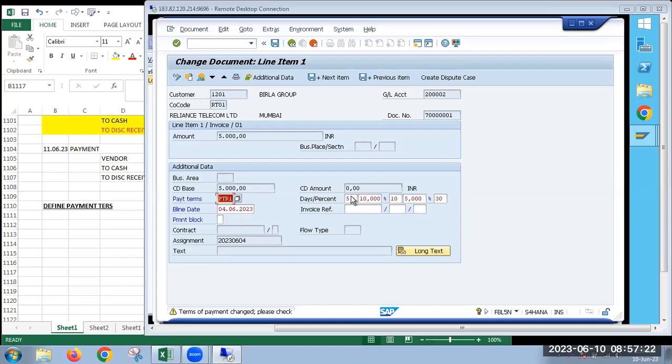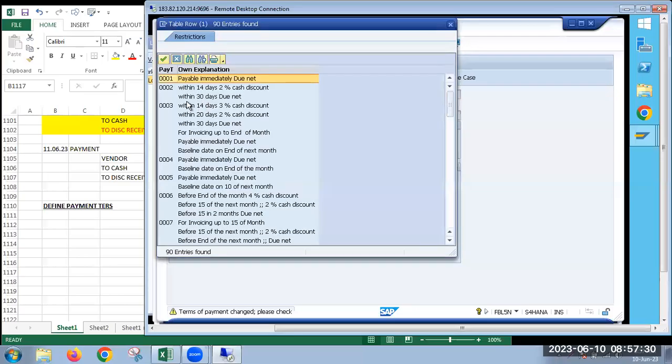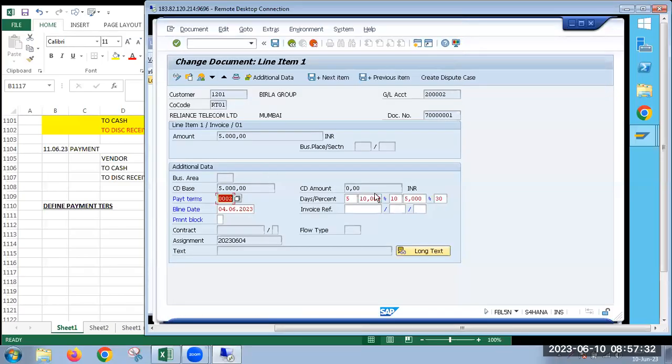So the system has taken the days and percentage from the term. See, before it was blank. If you go for a different one, let's say this one, the system will take accordingly. We can change at this level, by specifying this one, and also directly we can change. Yeah. So PTR1.